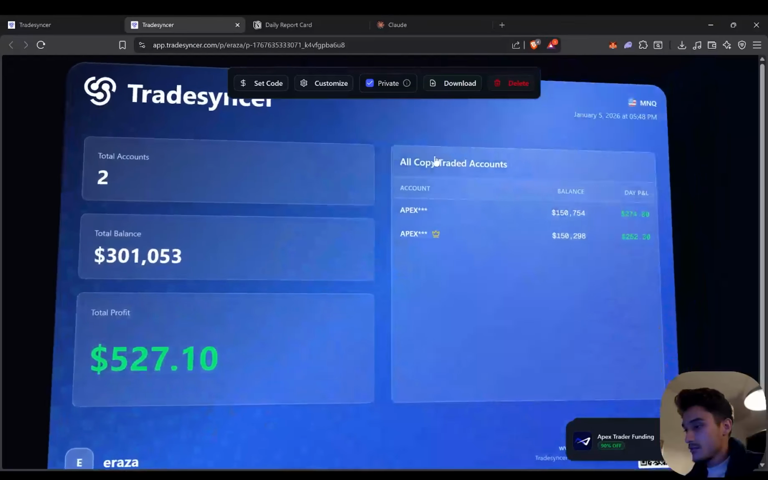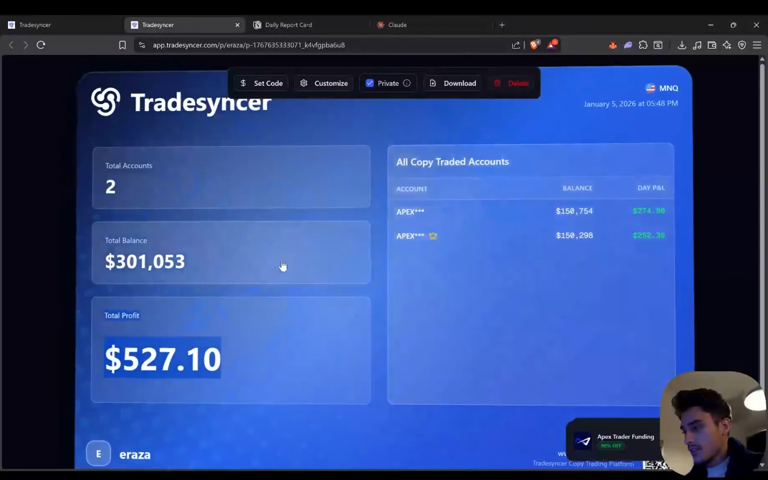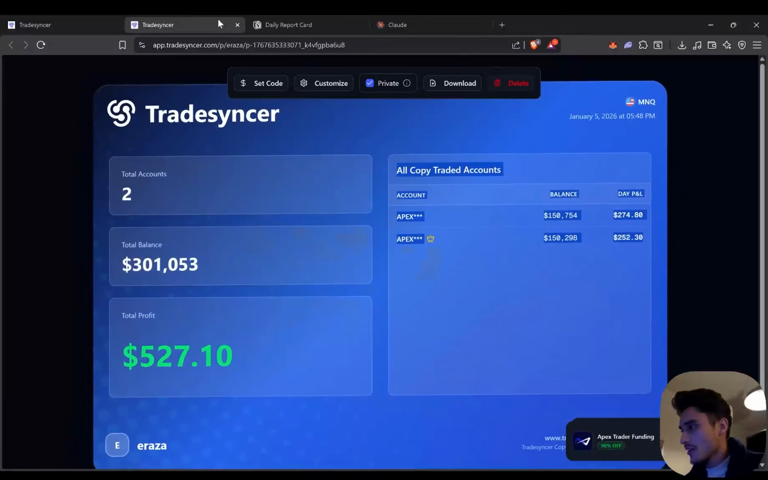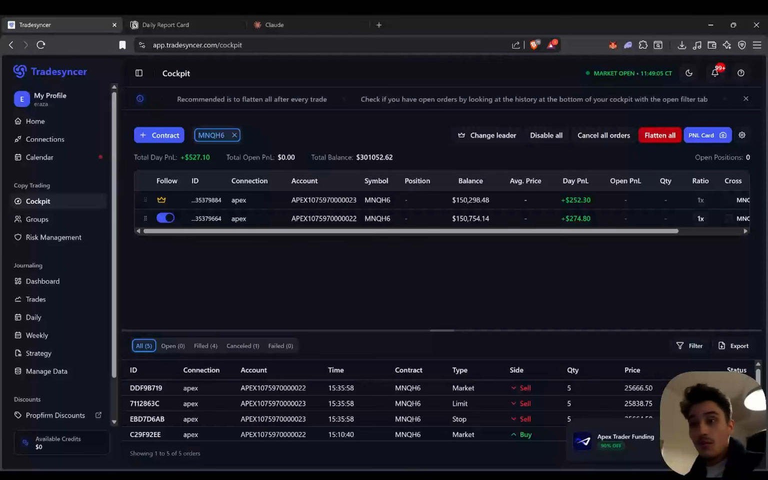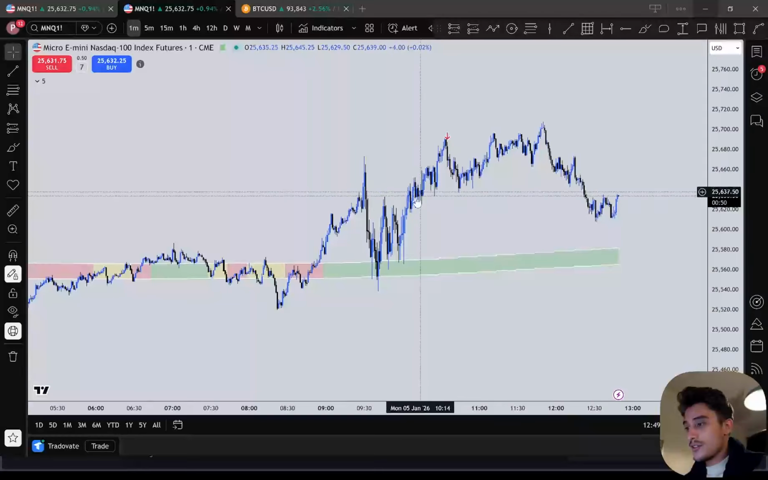There you go. So beautiful. Oh my god, TradeSyncer is so much more beautiful. Oh my god, last time I used it, crazy. So let's go over it. So here you can see the executions.